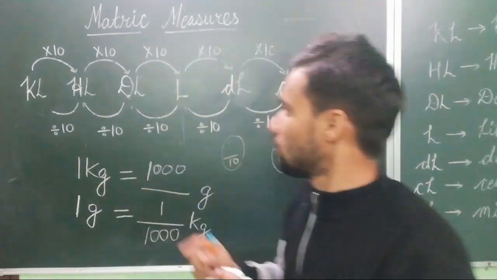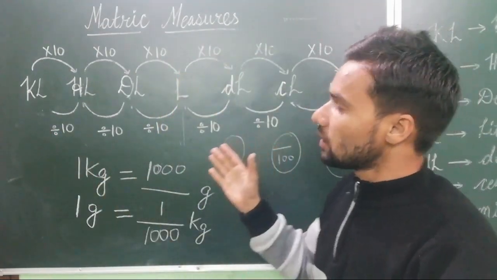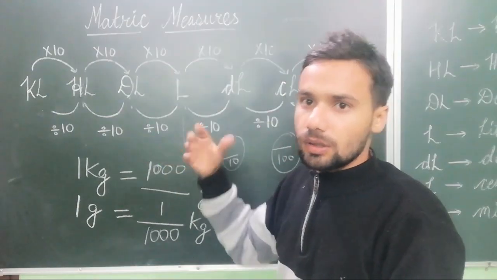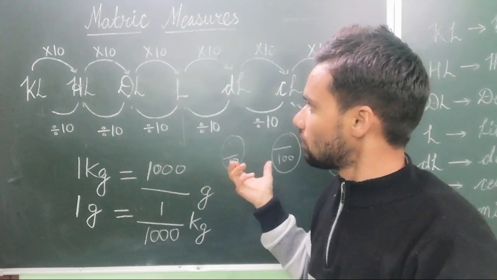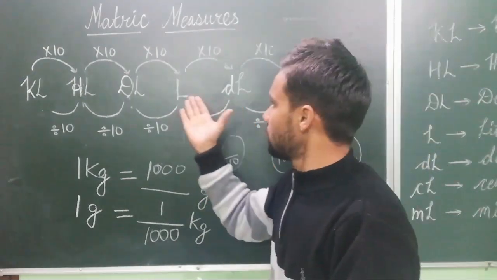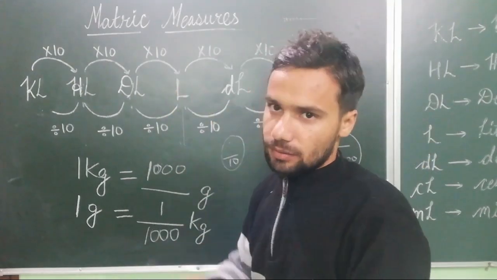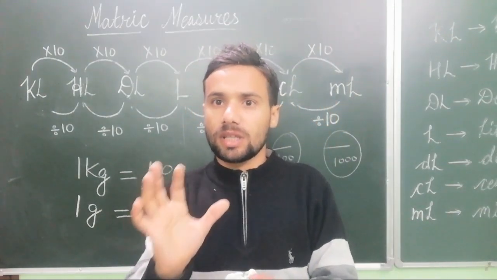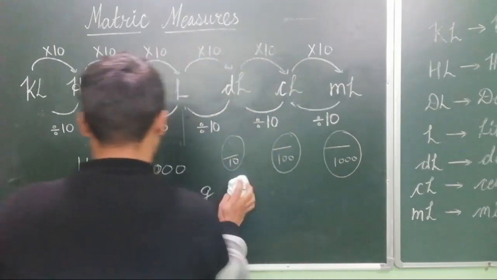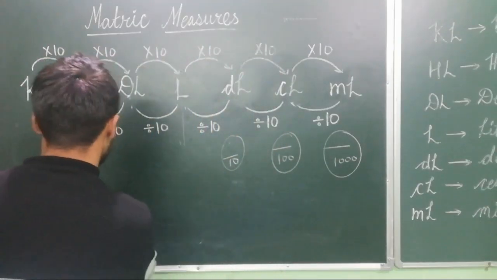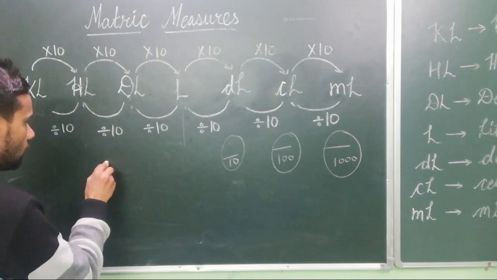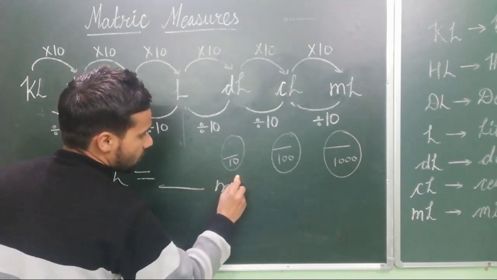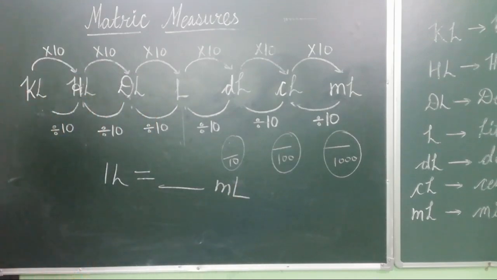Now how can you convert any liters into a small unit? For example, if you have 1 liter, you know very well 1 liter is how many milliliter? 1 liter is equal to 1000 milliliter. So these things you learned in a previous class. 1 liter is equal to dash milliliter.